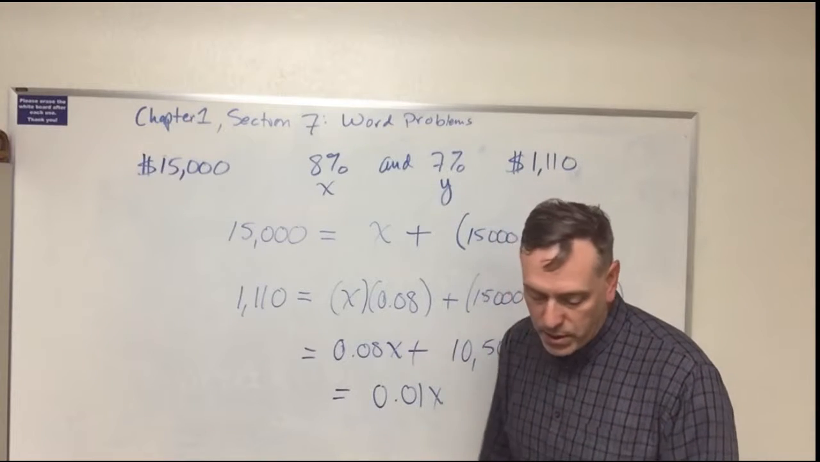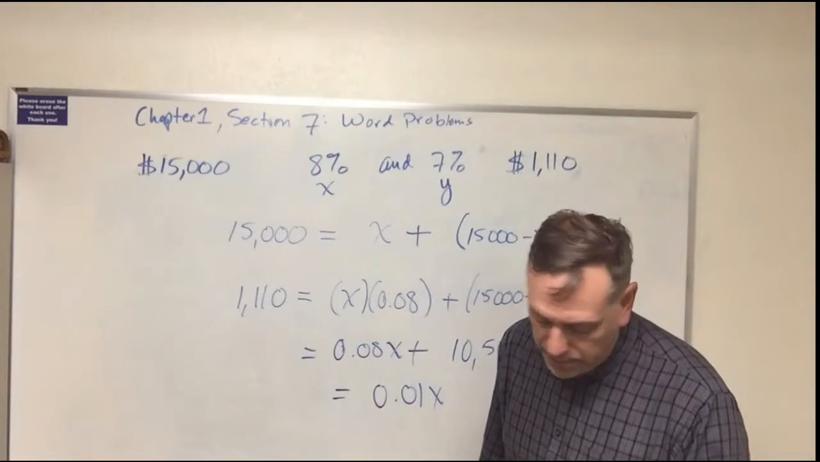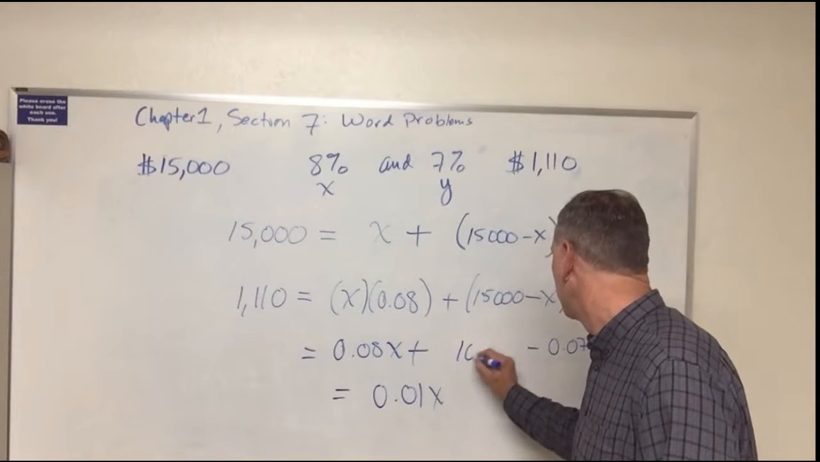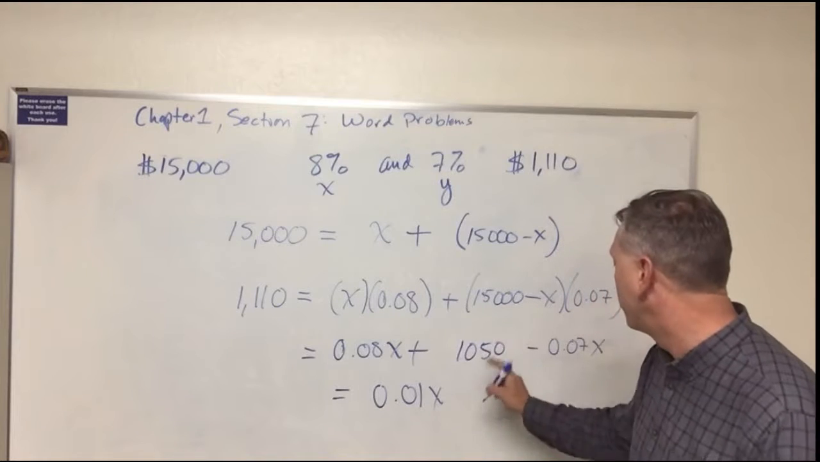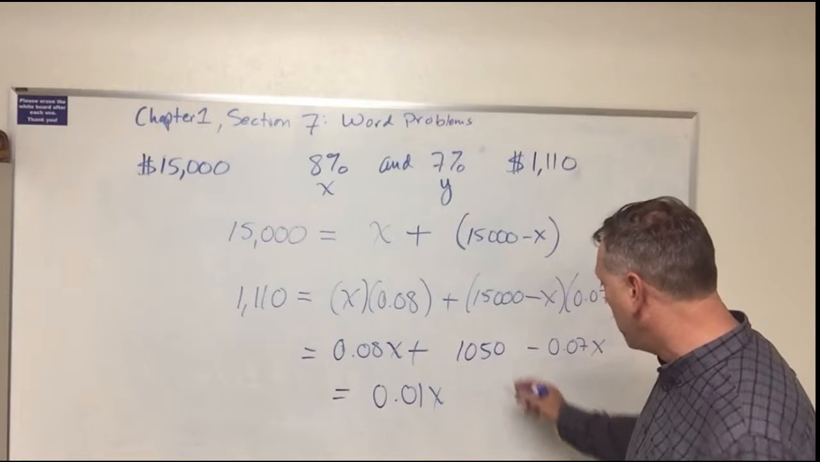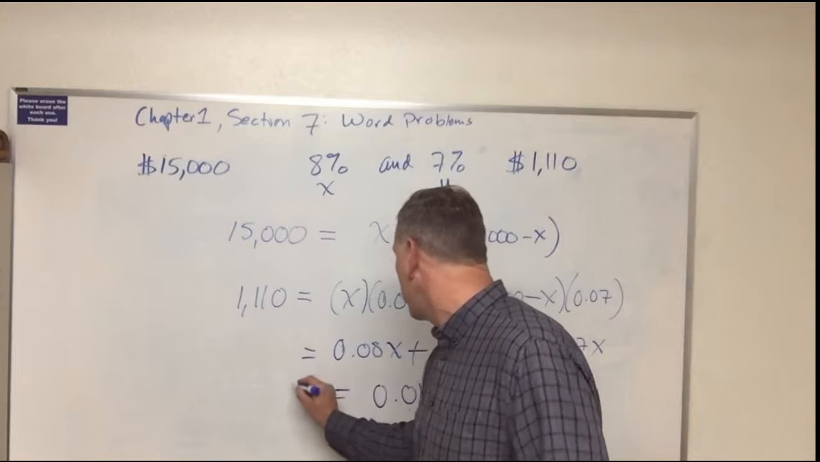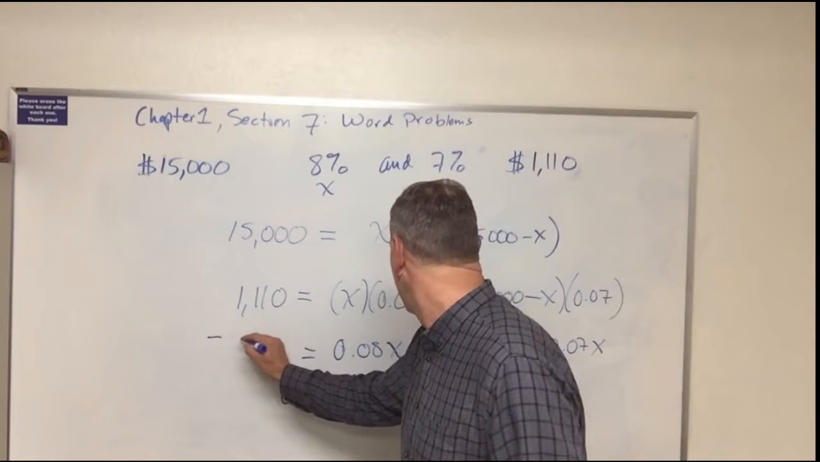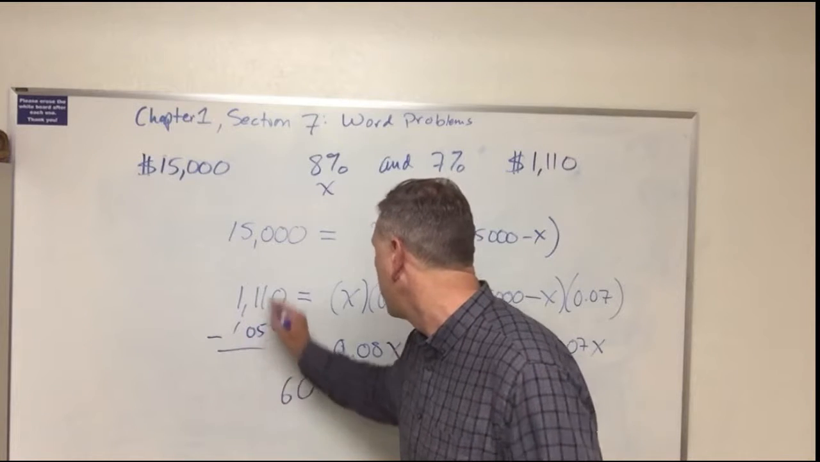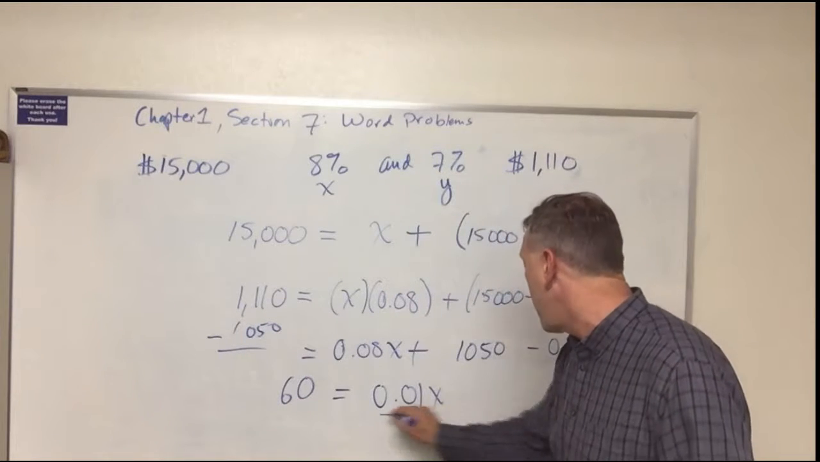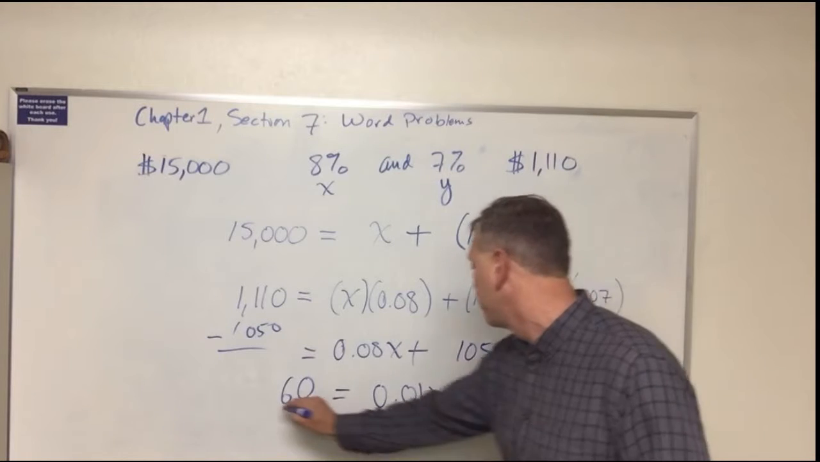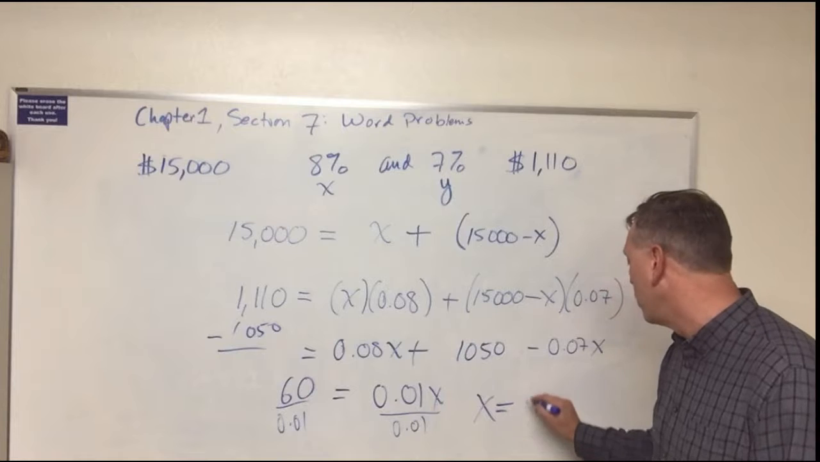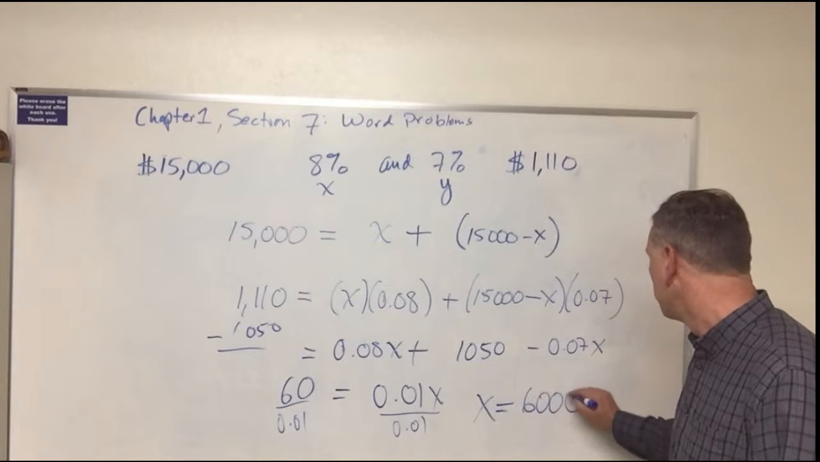That's 1,050. So we're going to subtract that from both sides. This will leave us with 60. So you subtract 1,050 from 1,110, and you get 60. Now we're going to divide both sides by 0.01. And this is going to give us X is equal to 6,000.